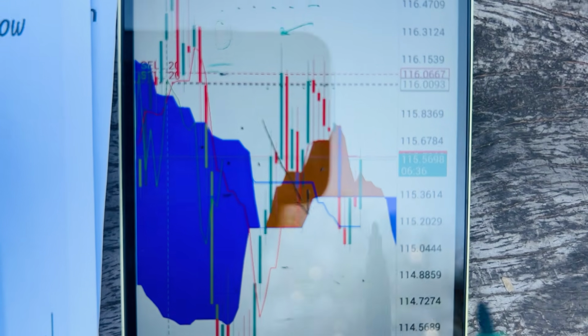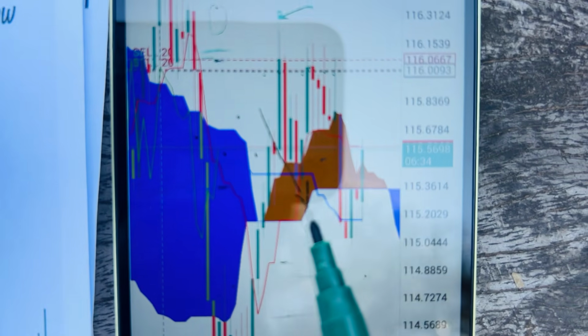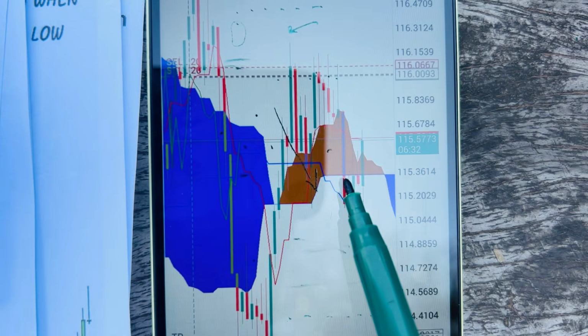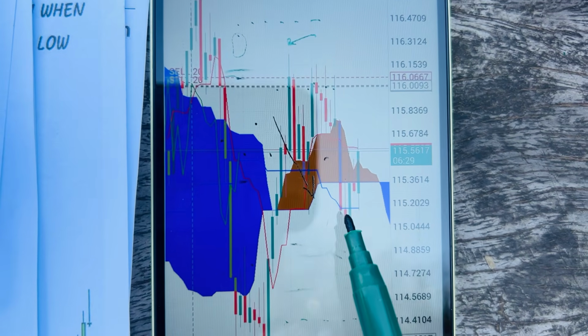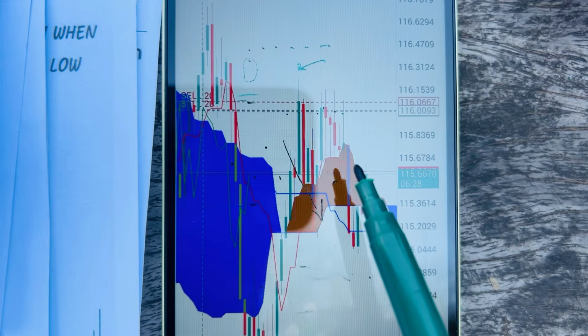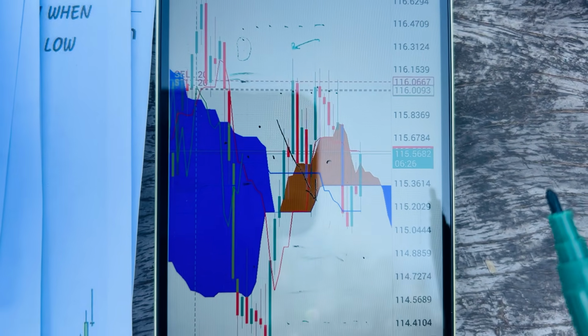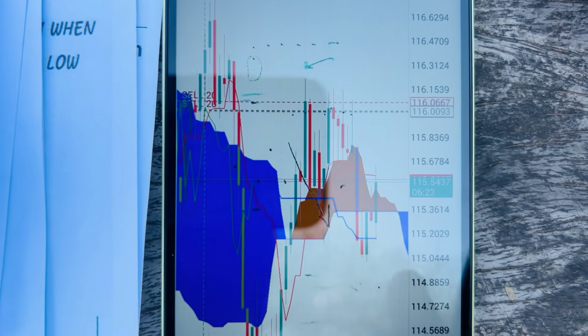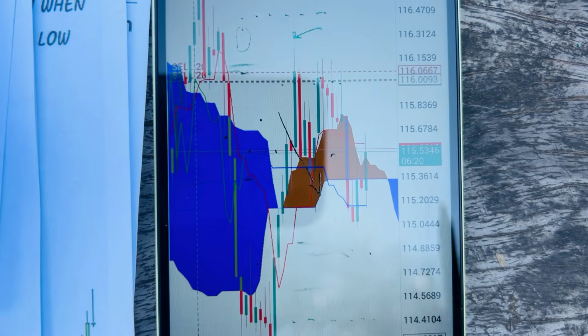So you are looking to take a sell if the candlestick crosses below the cloud, or if it crosses above, you're looking to take a buy. If it crosses below, you're looking to take a sell. So that's how you trade the financial market.